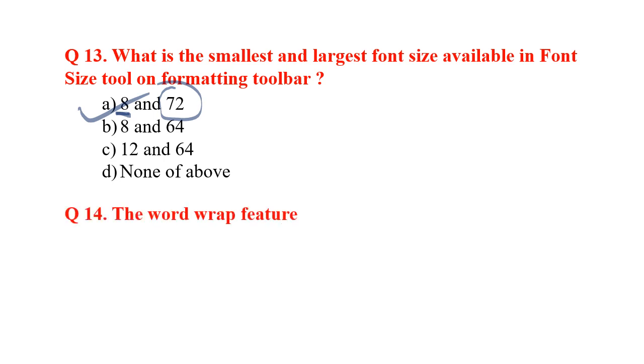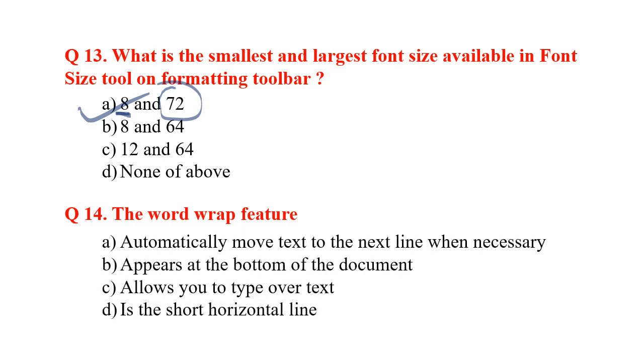The word wrap feature. Look at the options. The word wrap feature. Look at the first option. Automatically move text to the next line when necessary. Option B, it appears at the bottom of the document. Option C, it allows you to type over text. Option D, it is the short horizontal line. The right answer is option A. It automatically moves text to the next line when necessary. So the word wrap feature indicates this.